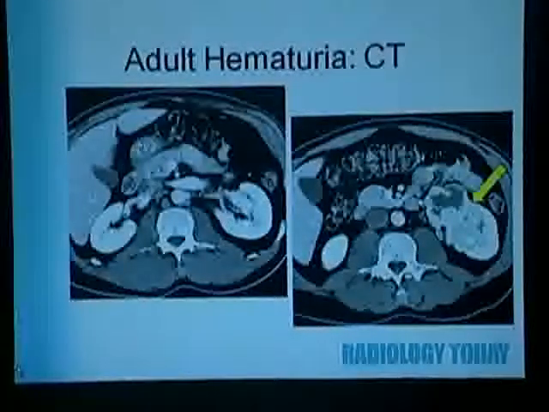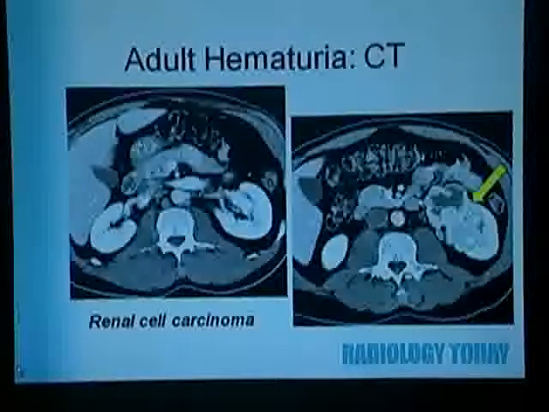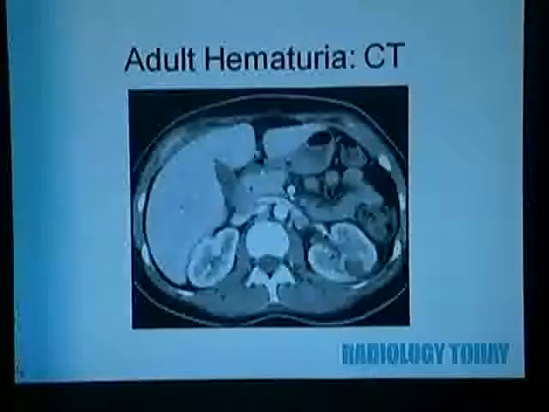This is UVJ calculus. Here is CT urogram during the nephrographic phase reveals a big, large, heterogeneous mass in the left kidney. There is some necrosis. This is, again, a renal cell carcinoma, the CT correlate for that previously seen MRI mass.